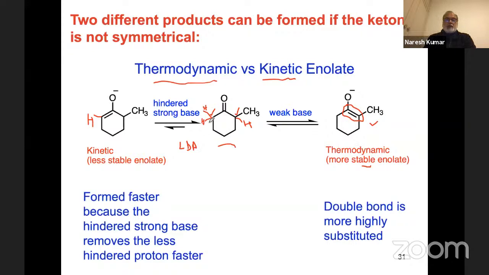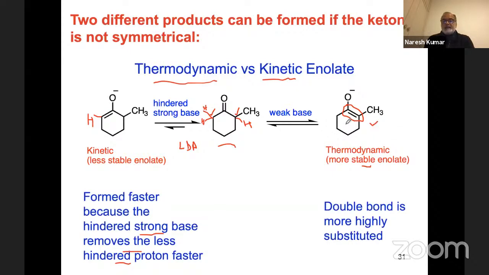So the one which is formed readily and quickly with a strong hindered base is going to be the one on the left-hand side, and we call that the kinetic product. That means it's formed faster. Because the hindered strong base removes the less hindered proton, that's the reason why this side is the kinetic product, even though it is a less stable product.